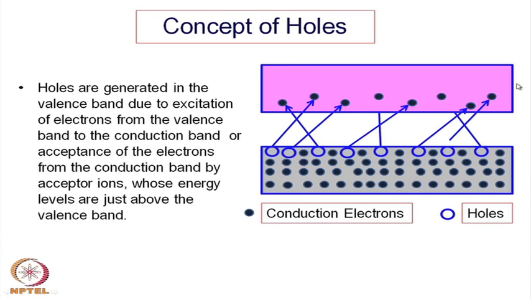In this case there are vacant sites in the valency band, but that is not our consideration. Here we will look at what is happening to these electrons. These are conduction electrons. So, they are negatively charged.